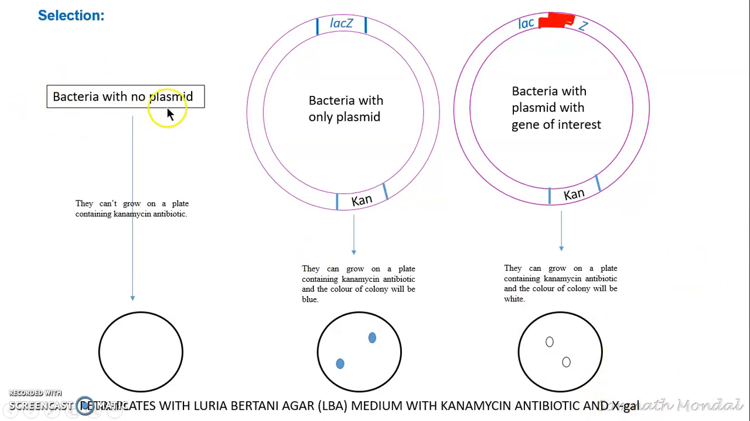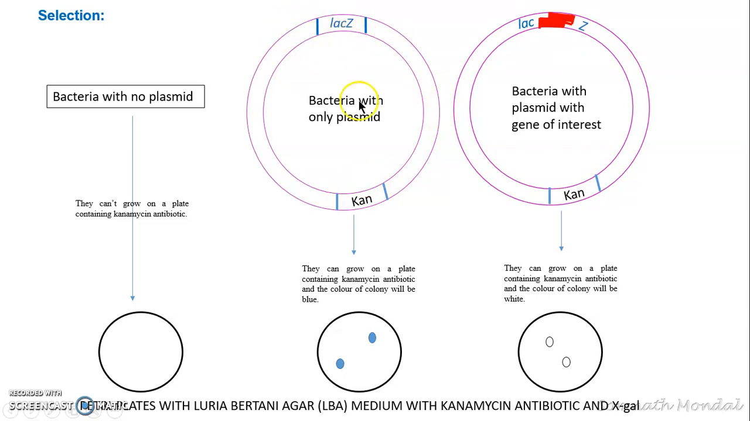Now, if the bacteria has no plasmid, it will not survive on the bacterial plate having kanamycin antibiotic, because the plasmid has the kanamycin resistant gene. That is the importance of a marker. The kanamycin resistant gene is used as a marker that separates a transformed bacterial cell from an untransformed bacterial cell. Now, among transformed bacterial cells, there can be some positive transformation or there can be some false transformation with only the plasmid. Now, there is another gene, that is LAC-Z.